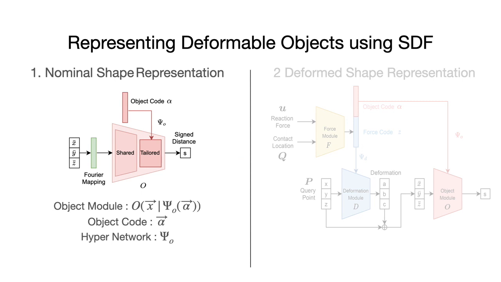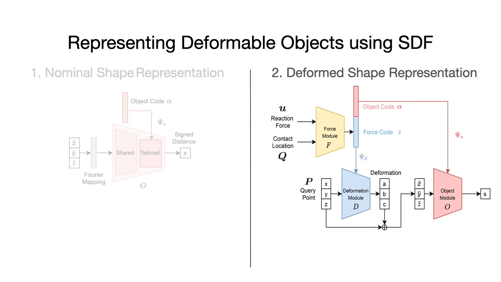We define the object model as O and the object code as alpha, where the purpose is to allow VIRDO to represent multiple objects' nominal shapes. Here we use hypernetwork Psi-O to decode the object code into a subset of the object model parameters. To this end, we split the object model layers into shared layers whose parameters are common to all objects, and tailored layers whose parameters are specialized to objects via hypernetwork.